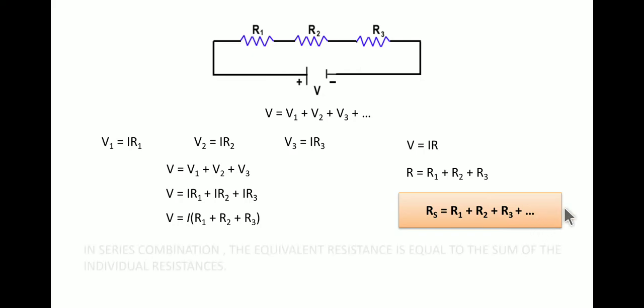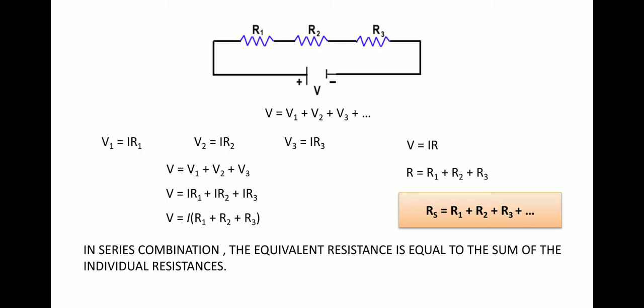Alright. So in series combination, the equivalent resistance is equal to the sum of the individual resistances. So this is the main formula. Please remember this. Resistance in series is equal to R1 plus R2 plus R3 and so on. If there are 5 such resistances, then it will be R1 plus R2 plus R3 plus R4 plus R5. Similarly, it will continue. As many resistances as there are, that many values will be over here.